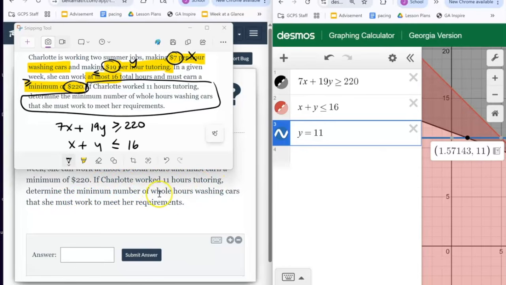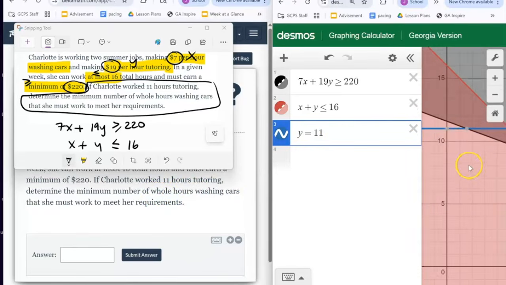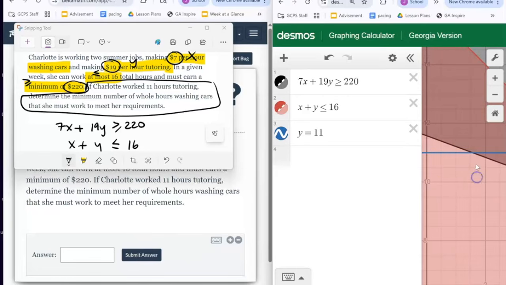Okay, so that did finish reading. Whole hours that I can do. So I can't do 1.5 because that's not whole. So what's the next whole hour? 2. Let me zoom in. All right, so the next whole hour would be 2. So I can work 2 hours washing cars, 11 hours tutoring.